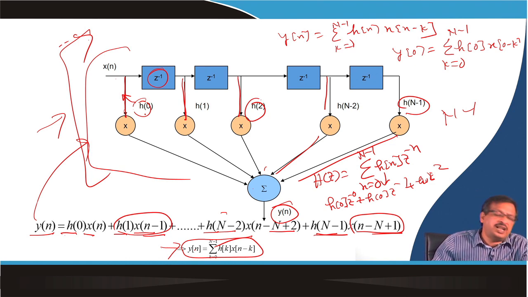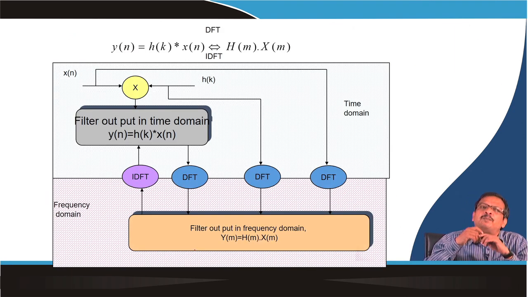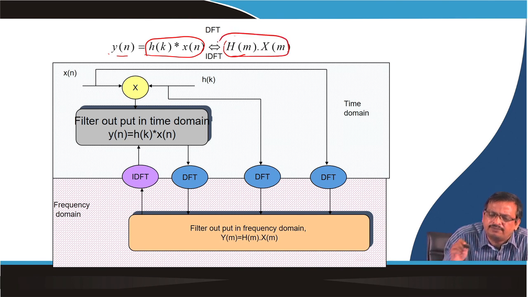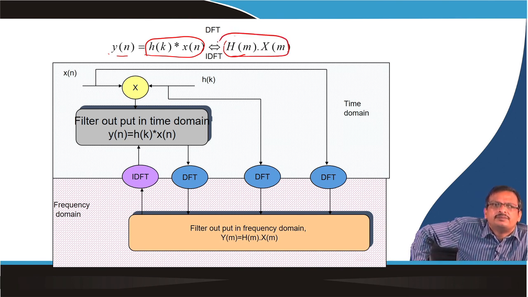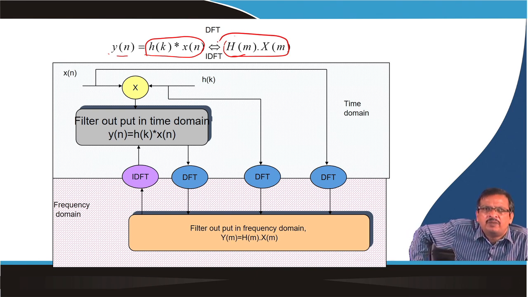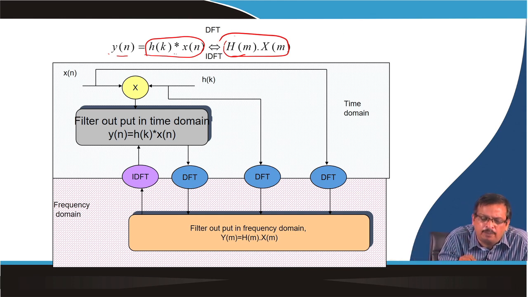Okay. Now if you see another view, this can be implemented in the frequency domain also. As I know, y(n) is a convolution in the time domain, so in the frequency domain it is nothing but a multiplication. In the time domain it is convolution, in the frequency domain it is multiplication. So instead of computing this convolution, I have an x(n), and this is h(k).